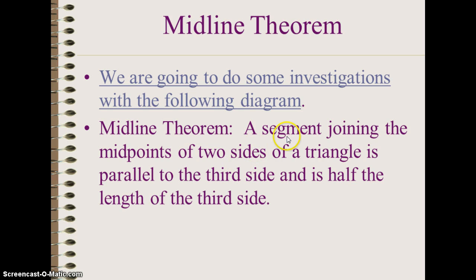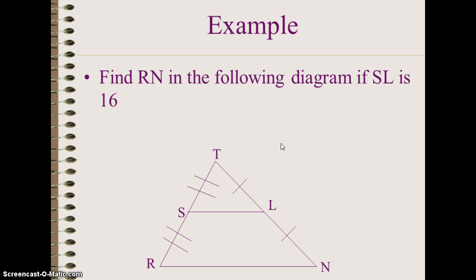A segment joining the midpoints of two sides of a triangle is parallel to the third side and half as big. In the following diagram, we know that if SL is 16, then RN is twice that, which is 32. Not only is it half as big, it's also going to be parallel to SL, but again, that's not incredibly important for us right now because we're only concerned about the measurements.